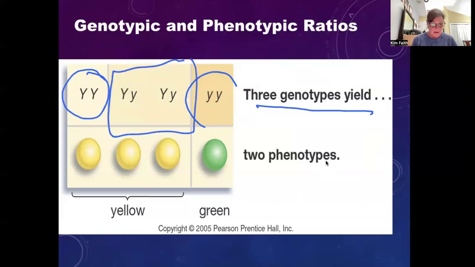Now the phenotype, now notice all 3 give us yellow, right? Because it's going to cover up the recessive. The only way I can see a recessive trait is to be homozygous recessive.